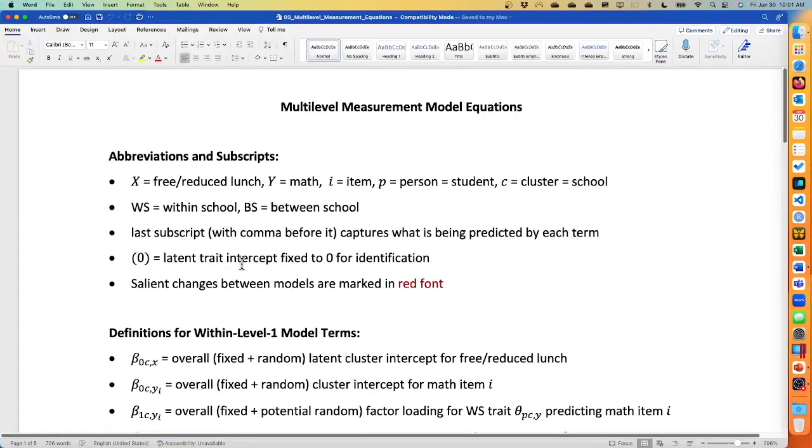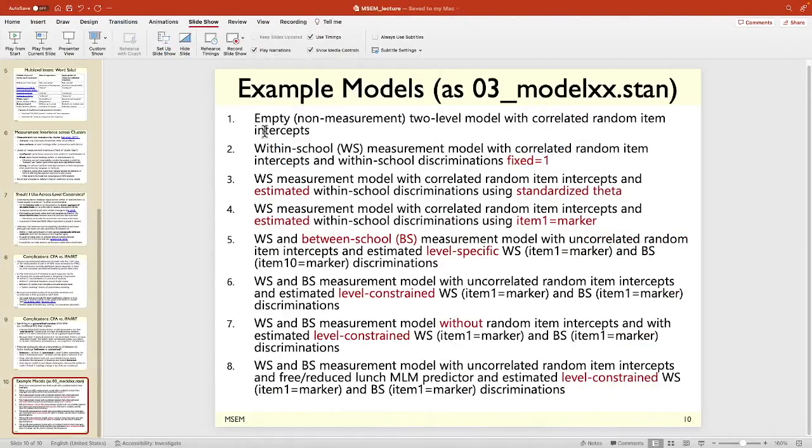I want to start with the equations. So the first, actually, let me start with the words first. The first model is a model where we take the 10 observed items, right, that we used to make the sum score from.